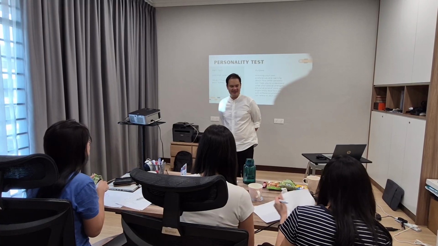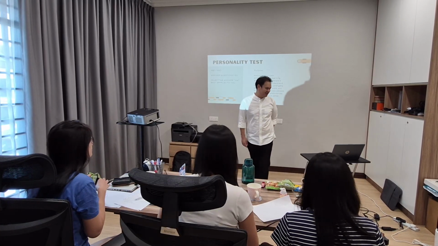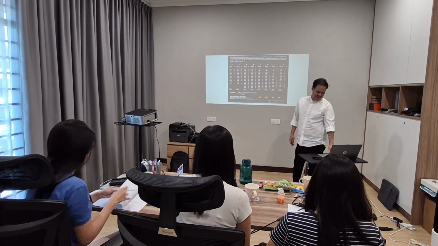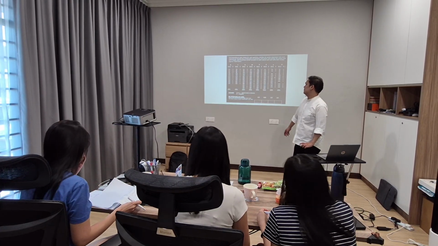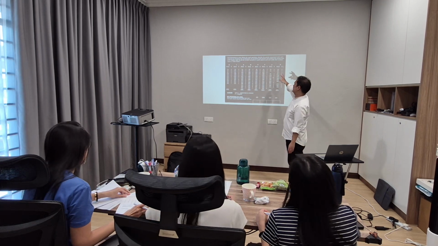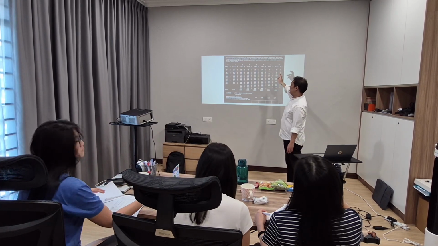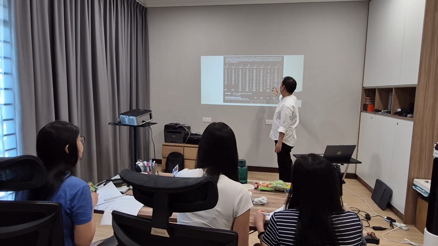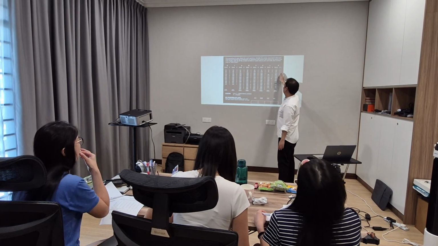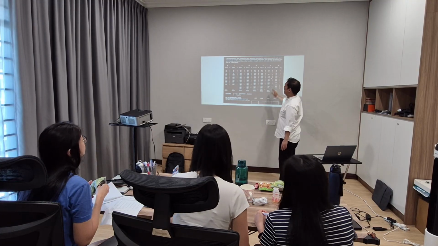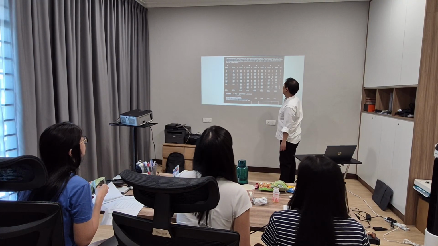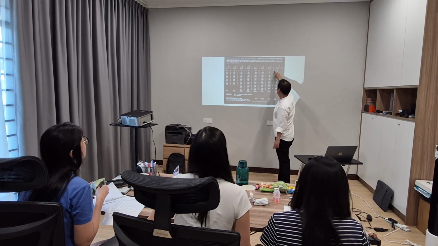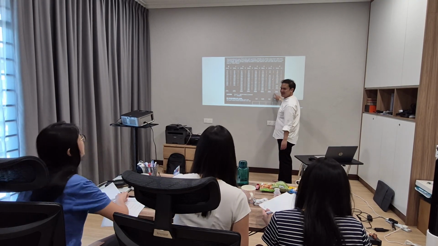Okay. Now that you all have done your 50 questions, at the last page you will see this. For each of the questions you choose, you will get a point. For example, if for question number 1 you chose B, you circle B. If for question number 1 you chose A, you circle A. Then after that you add up your points.